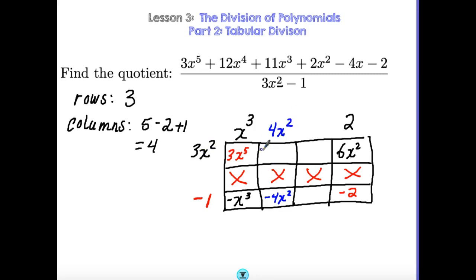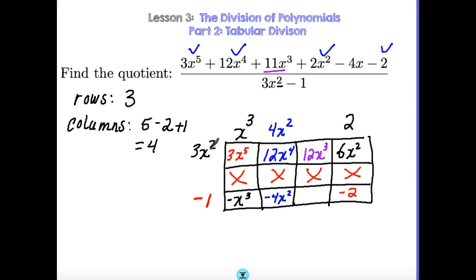4x squared times 3x squared is 12x to the fourth. Hey, and look at that. We have 3x to the fifth and negative 2 we put in there. There's our 12x to the fourth. We have now our 2x squared, because 6x squared minus 4x squared. And now we need our cubic. And right now, look, we have a negative cubic and we need 11. So we need 12x cubed here, because 12 minus 1 is 11, and we need 11.